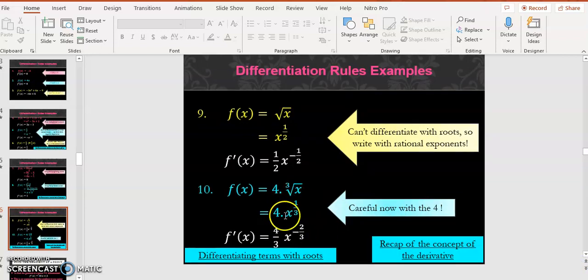Now we are going to differentiate this one. What is it going to be? 1 over 3 times 4 is going to give you 4 over 3. Then x, we are going to have 1 over 3 minus 1. 1 over 3 minus 1, what is it going to give you? It's going to give you minus 2 over 3. You can use your calculator to check.